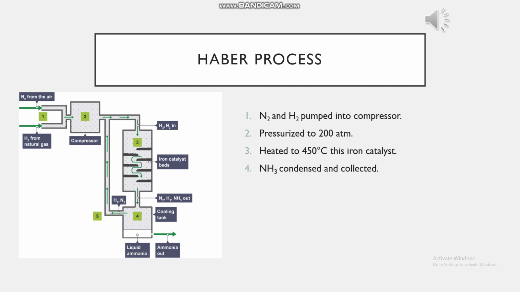In this tank, NH3 is condensed and collected as a liquid. The hydrogen and nitrogen are then recycled back into the chamber containing the ion catalyst to reduce any waste.